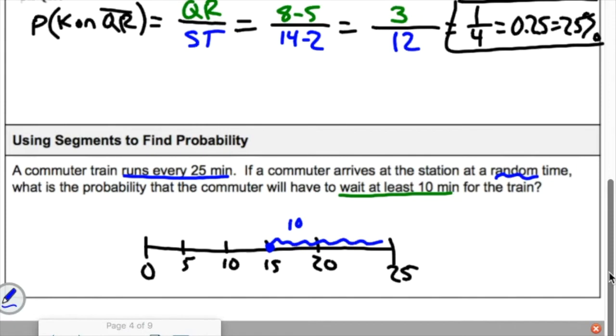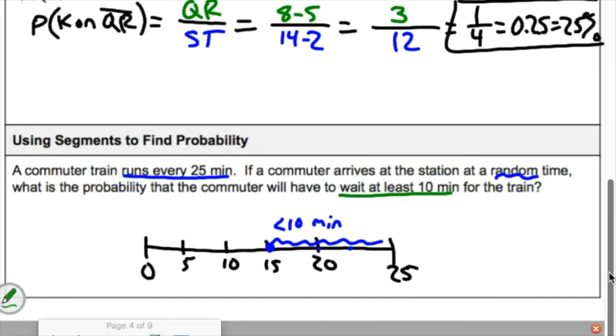So anything on the blue line that I have highlighted would be a less than 10-minute wait. If I show up at time 16, if I show up at time 17, and so on, I'm not going to wait 10 minutes. If I show up at time 20, that's a 5-minute wait. If I show up at time 22, I have a 3-minute wait. So that's not the part I want.